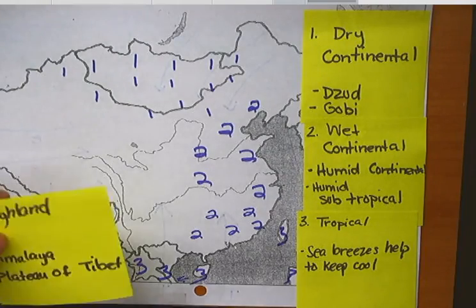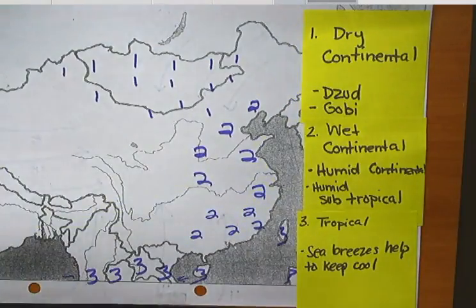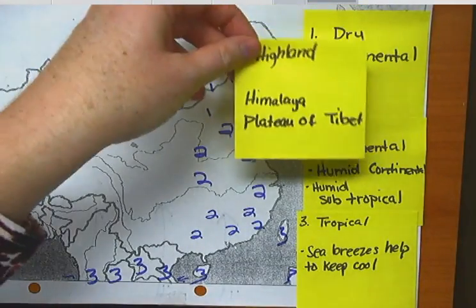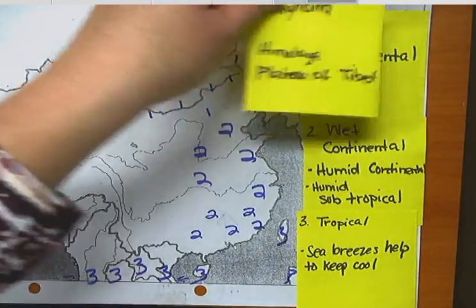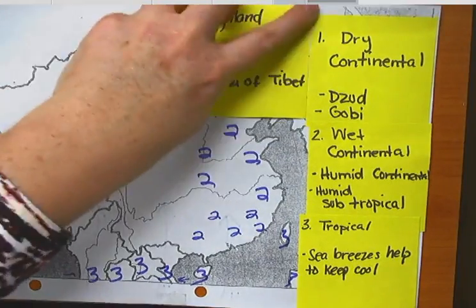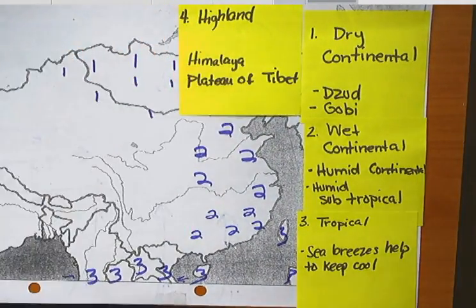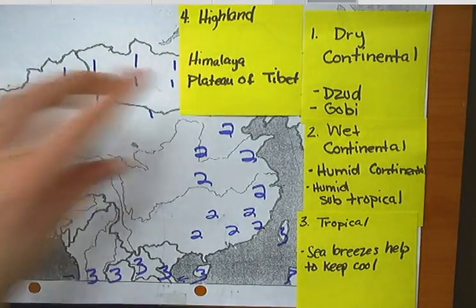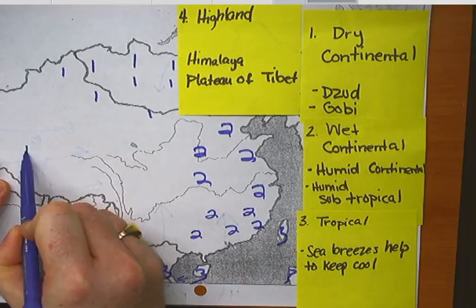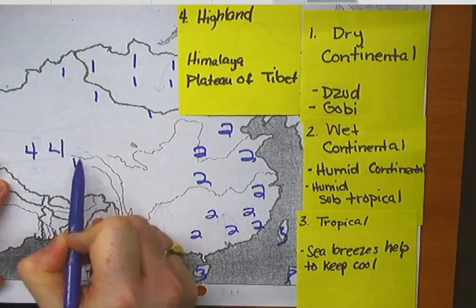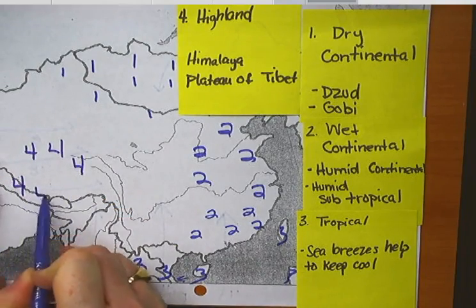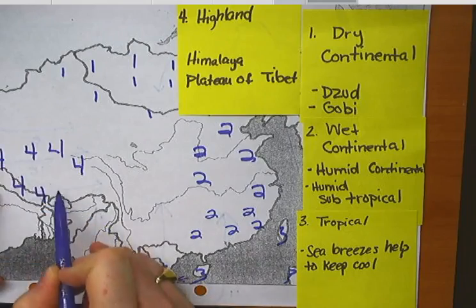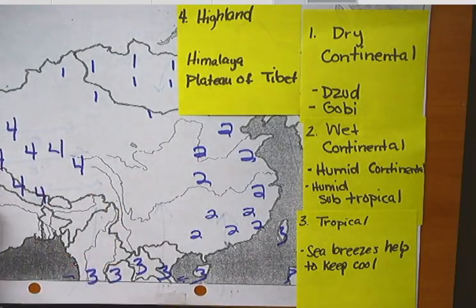And our fourth one, you can just place this over any of these here because they are removable, is the highland climate. Highland. And as the name indicates, it's a higher land. So the higher in elevation you go, the cooler it gets. This would include the Himalaya and the Plateau of Tibet. So we're going to put number 4s around here, where the Himalayas are located in that Plateau of Tibet.